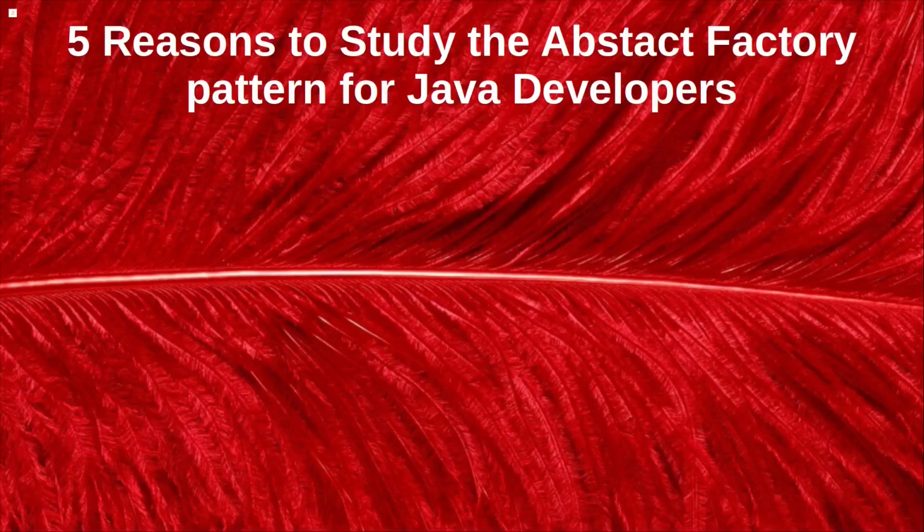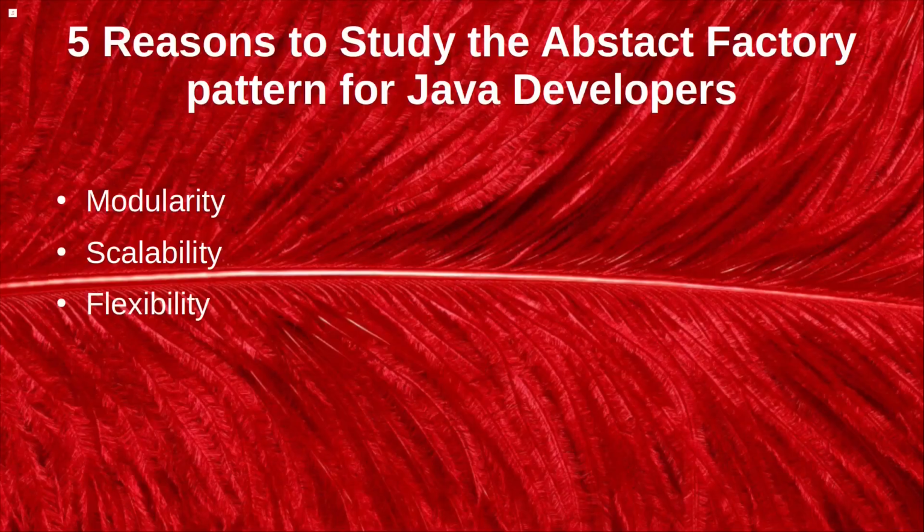5 reasons to study the abstract factory pattern for Java developers. Modularity encourages code that's easier to maintain by abstracting object creation for UI themes or database drivers. Scalability enables building complex systems like GUI frameworks where object families must evolve without breaking code. Flexibility supports switching between different product variants, for example different OS widgets, with minimal code changes. Consistency helps ensure that Java components from the same family are used together, avoiding incompatibility bugs. Testability facilitates mocking dependencies in unit tests by abstracting object creation behind factory interfaces.